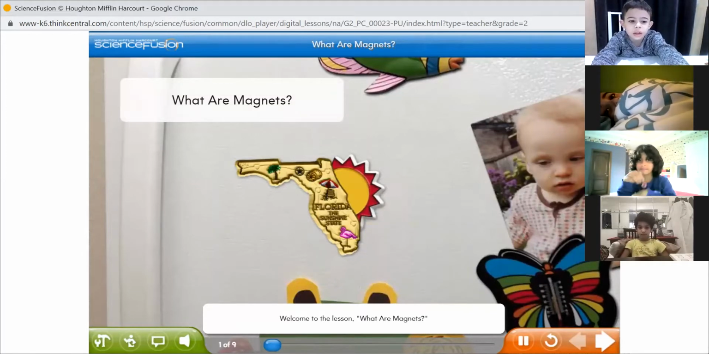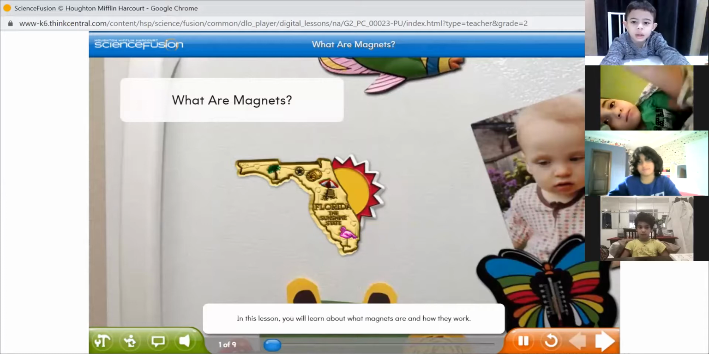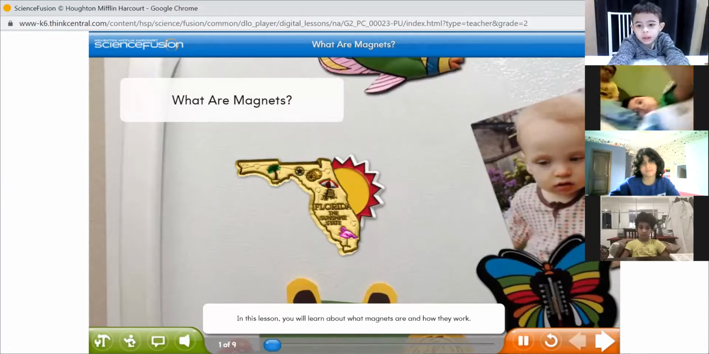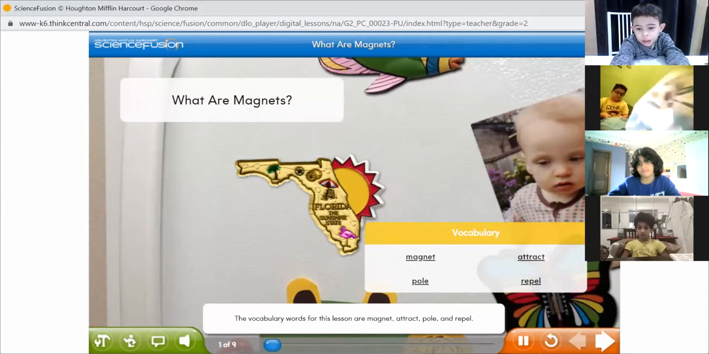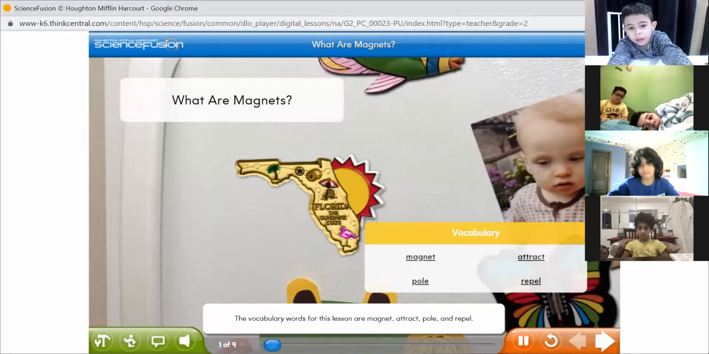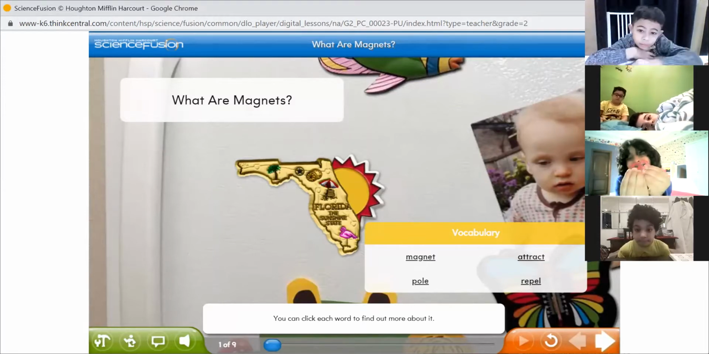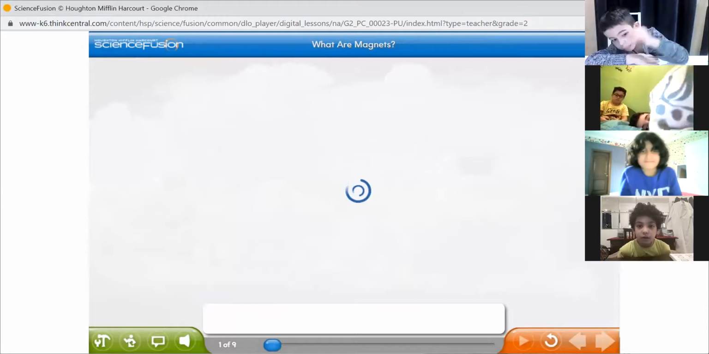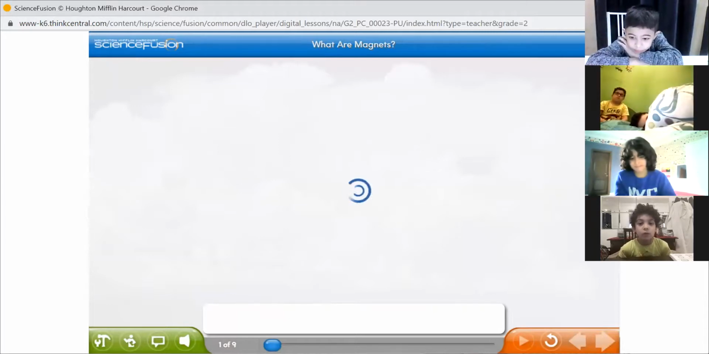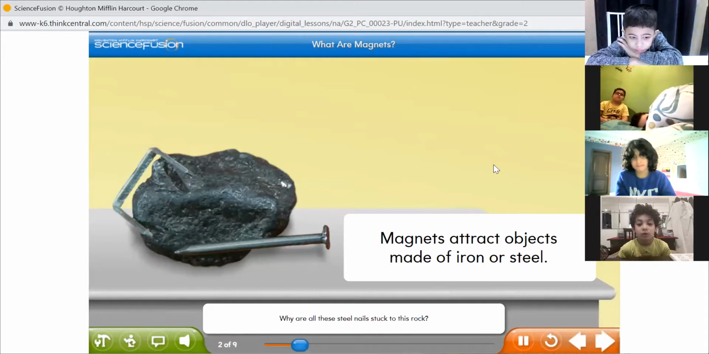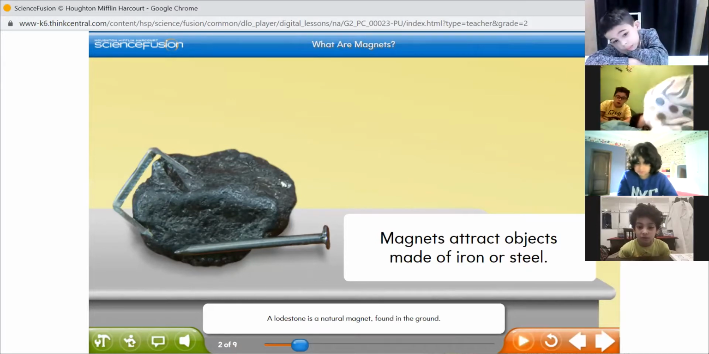Welcome to the lesson, What are magnets? In this lesson, you will learn about what magnets are and how they work. The vocabulary words for this lesson are magnet, attract, pull, and repel. You can click each word to find out more about it. Why are all these steel nails stuck to this rock? Because this rock is a lodestone. A lodestone is a natural magnet found in the ground.